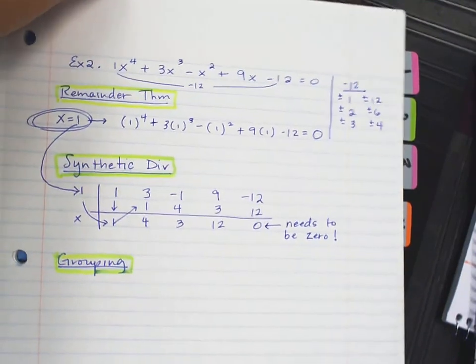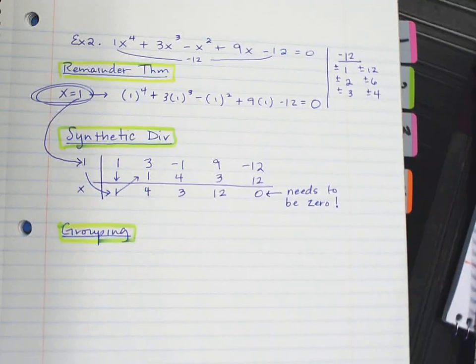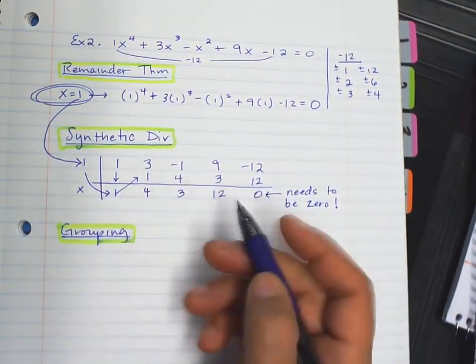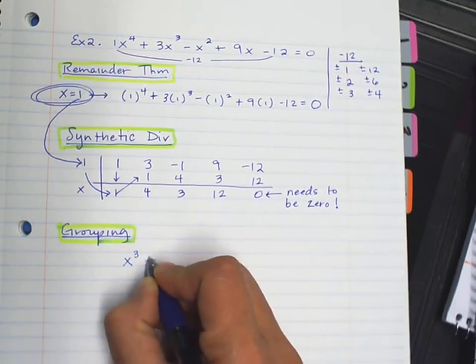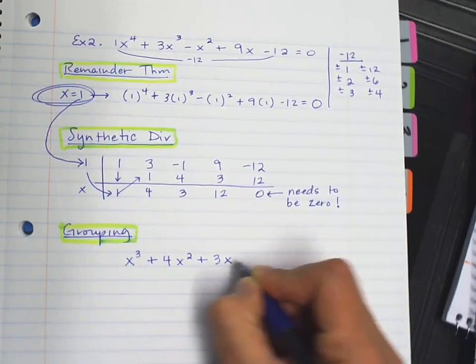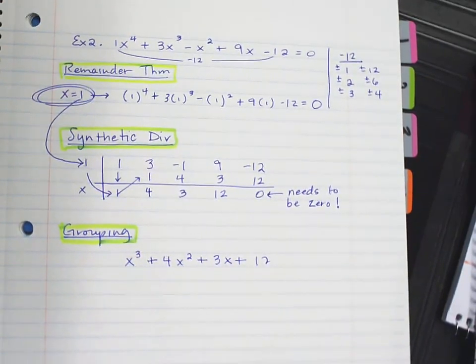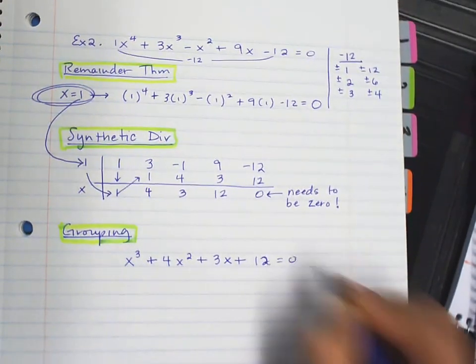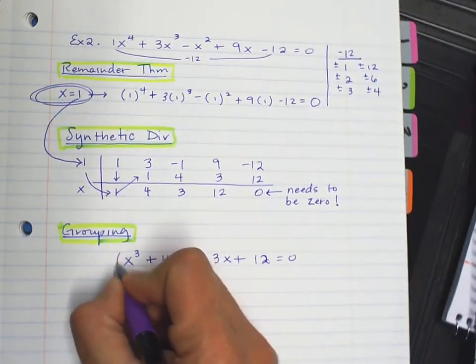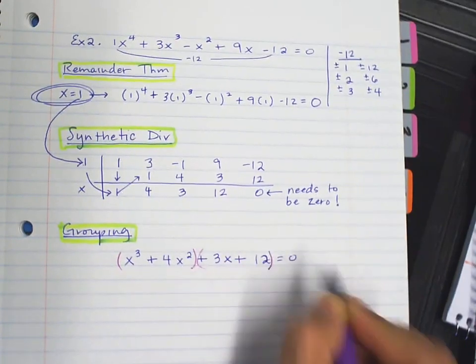Okay, what is our equation? What exponent do I start off with? X to the third. Okay, remember we go down 1 exponent. So this is going to be x to the third plus 4x squared plus 3x plus 12 equals 0. Okay, what's the next step? Group, okay? So we group the first two, group the last two.